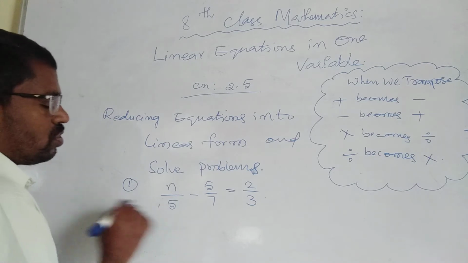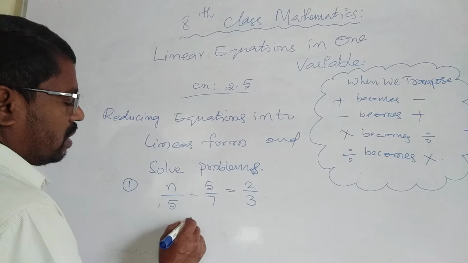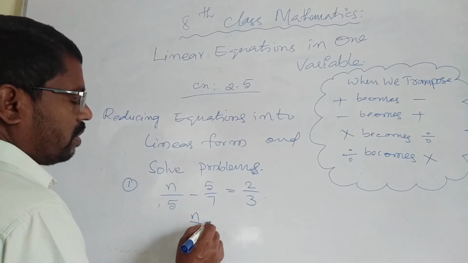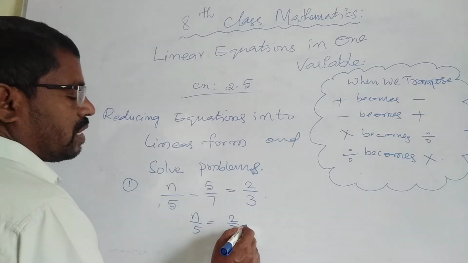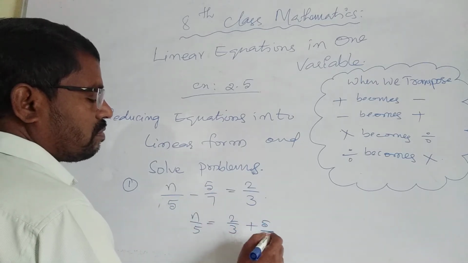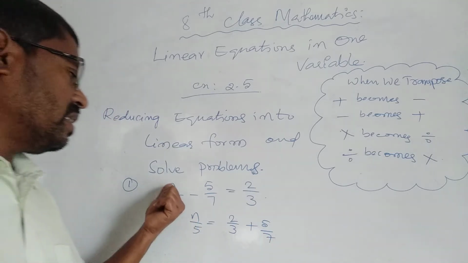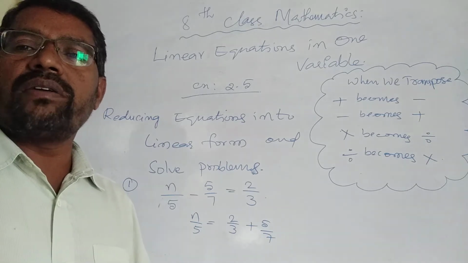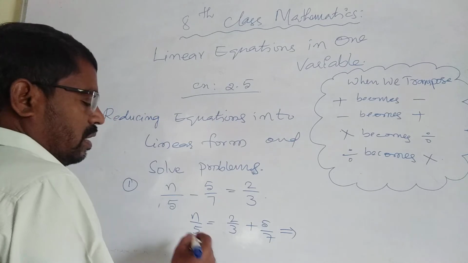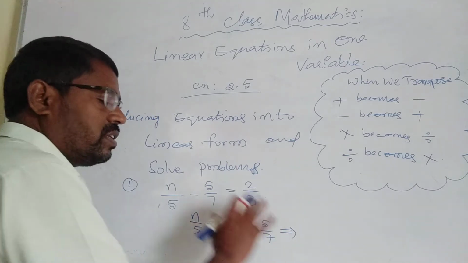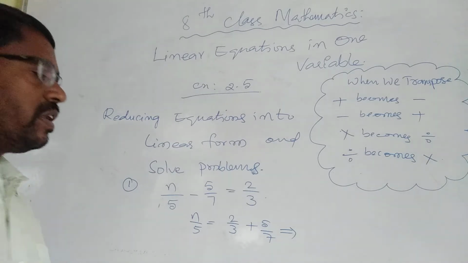So only the variable should be left on the left hand side, and the remaining things we can transpose. That is n by 5 is equal to 2 by 3. This minus 5 by 7 becomes plus 5 by 7 when we transpose, because I have only one variable, that is n, whose value I want to find out. Next, we take the LCM of these two fractions, otherwise it is not simplified. You should simplify that.